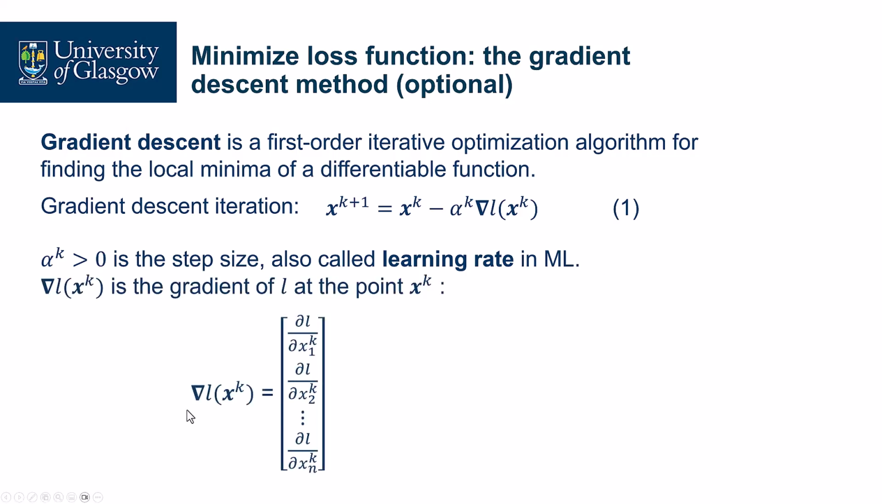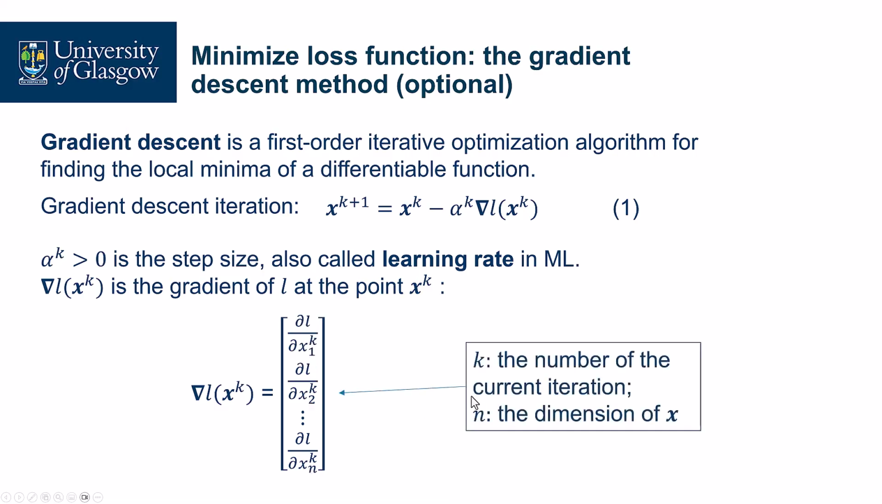If we write it in detail, it's this. We can see the gradient of L at x_k is the partial derivatives of L with respect to x1, x2, till xn. k is the number of the current iteration, and n is the dimension of x. So this is how the gradient descent iteration goes. The learning rate, we can give it a value, right? This is a scalar. And how to calculate the gradient becomes the center.